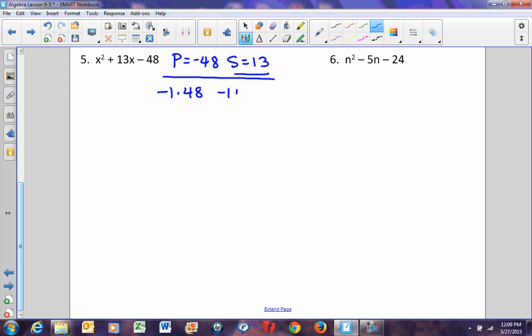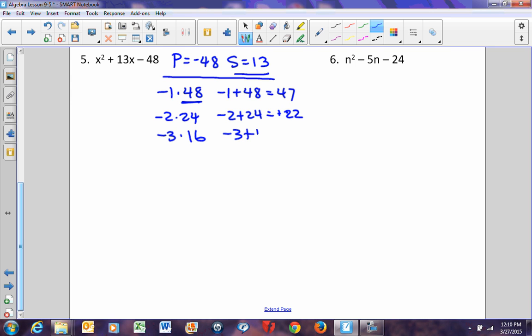That will give me negative 1 plus 48, which gives me 47. Way off. But as you can clearly see, in order for my product to be negative, one of the two numbers has to be negative. But in order for my sum to be positive, the larger of the two factors has to be the positive number. So, negative 2 times 24. Okay, negative 2 plus 24 is positive 22. That doesn't work. Negative 3 times 16.